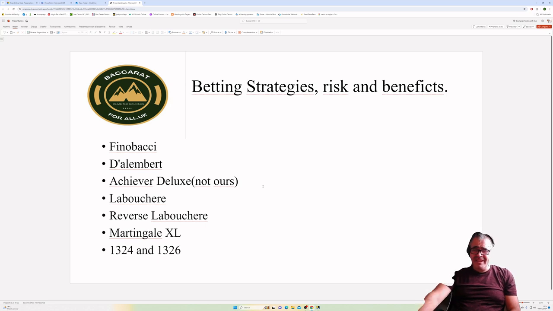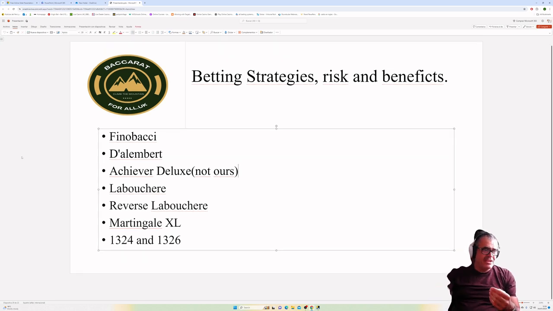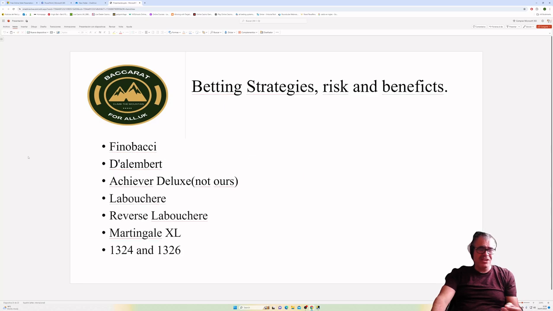I have done the Martingale XL. The reason why I've done that one is not because I am a fan of it. I really don't like the Martingale. But this Martingale is interesting because it's only 4 steps, so it doesn't go too far. Then you have another, 1324 and 1326. This is another type of money manager that I will explain to you soon. And there is one more that I'm sure we have, the Oscar's Grind. It is very nice, very soft, and very interesting as well.